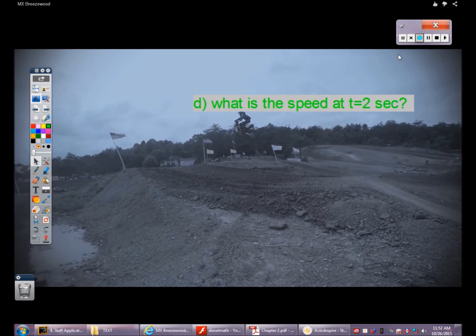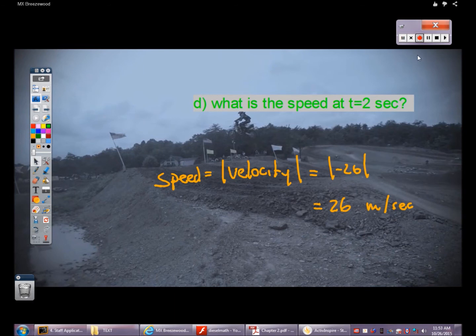Question D, what's the speed at t equals 2 seconds? Speed is the absolute value of velocity. So if I take the absolute value of negative 26, I'll get 26. And in doing so, you get a positive answer, because no matter what, I'm traveling a positive speed.